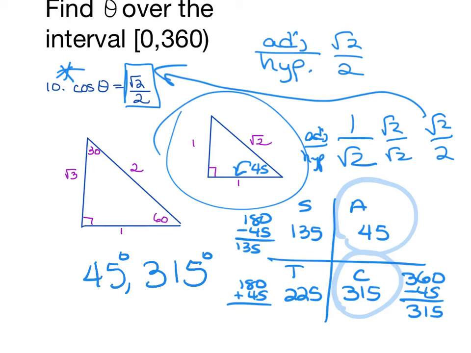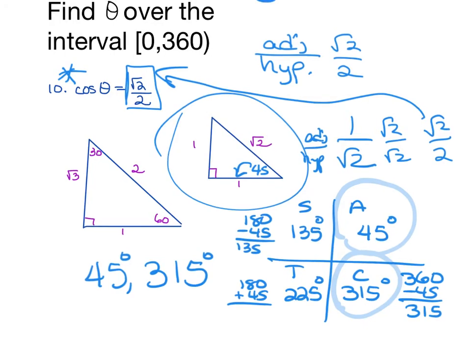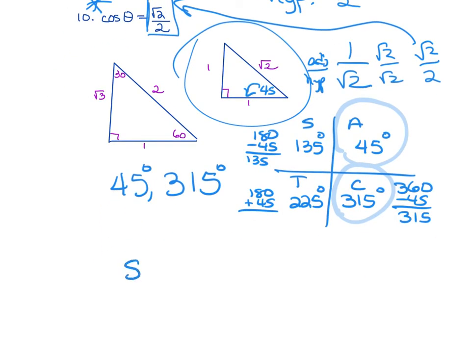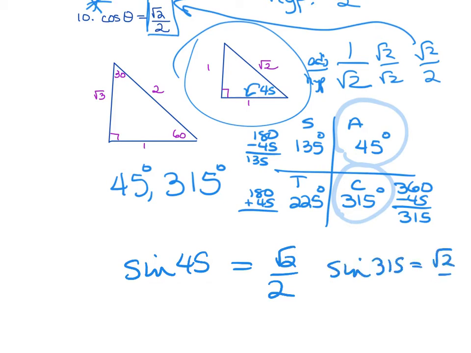Now, yes? I don't understand. What's under S and T? So these are the angle measures when your reference angle is 45. So if on your calculator you did the sine of 45, it's going to give you the answer of square root 2 over 2. If you did sine of 315, it's going to give you square root 2 over 2.